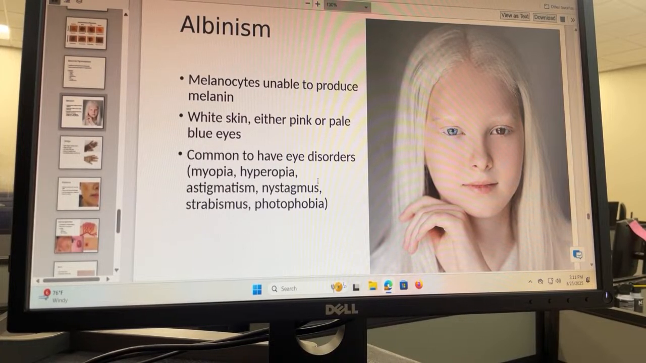Unfortunately, with albinism, people are likely to also have eye disorders because the pigment in the eyes actually helps protect against the sun. So people with paler eyes tend to be more prone to damage from the sun because the pigment isn't there to protect them. It's kind of like built-in sunglasses with more pigment. And we talked about all these different conditions when we did the eye and ear chapter, the sensory chapter. So myopia, hyperopia, astigmatism, nystagmus, strabismus, and photophobia. Photophobia is what I was mentioning about the sun sensitivity, just because of the lack of pigmentation to help protect.